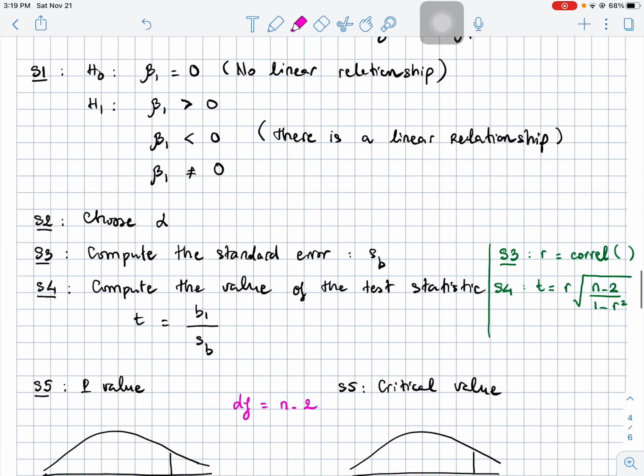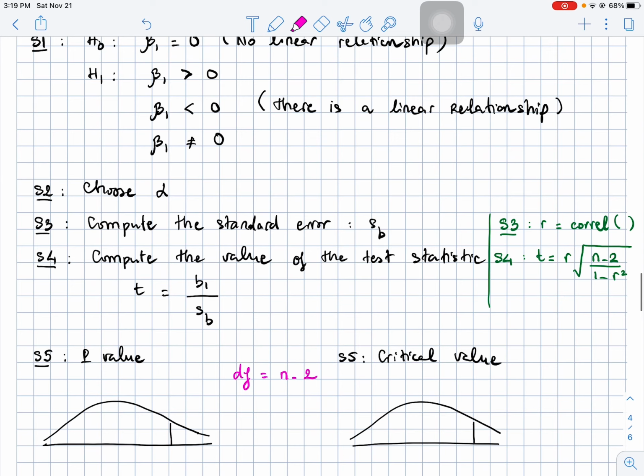Step number 2, we will choose alpha. Step number 3, we need to compute the standard error. Step number 4, compute the value of the test statistic. The formula is T equal B1 divided by S of B.